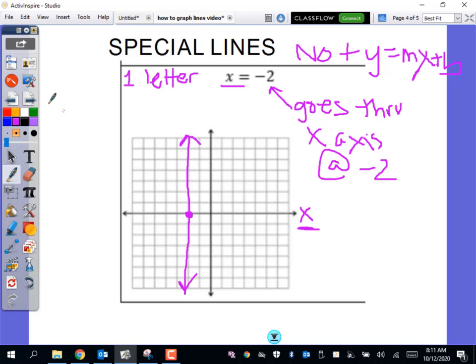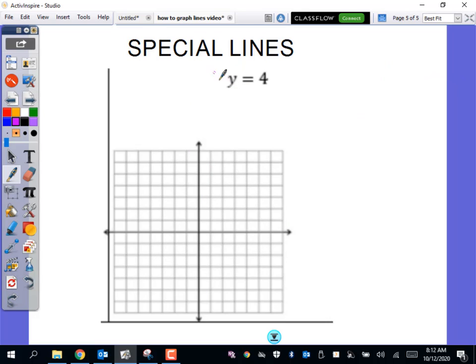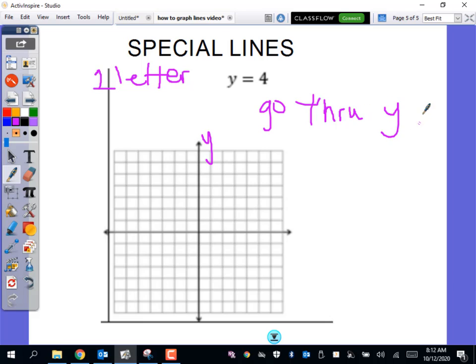Pretty easy. Well, what if it's not an x? What if it's a y? Oh, well, that's still not changing anything. It's one letter. So, same rules apply. What letter is it? Well, it's the y, so it's going to go through, this is very ugly handwriting, I'm sorry, the y-axis. At what number? Well, what number does it say? 4. So I'm going to go up to 4. 1, 2, 3, 4. I put a dot. And the line has to go through this dot. It doesn't sit on the y, it goes through the y.